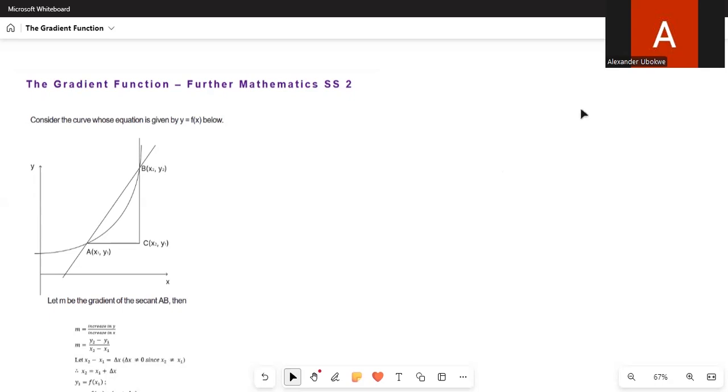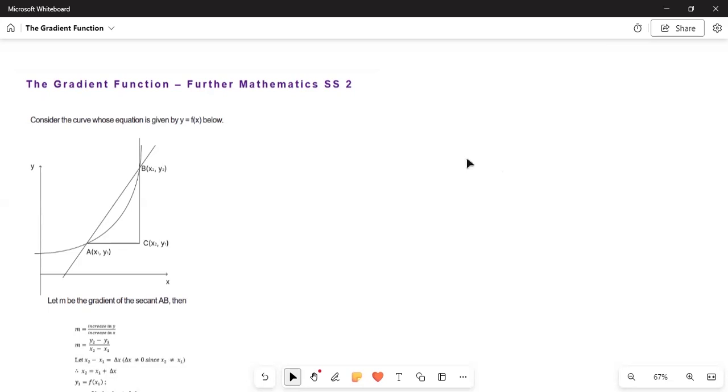In this lesson, we're looking at the gradient function. Now, consider the curve whose equation is given by y equal to f of x. So this curve here, this graph plotted here, is obtained by the function y equal to f of x. Now, if you want to take the gradient of this function, gradient is the same thing as slope.